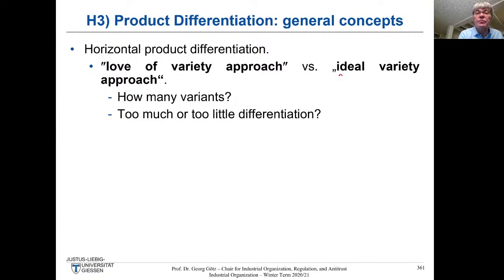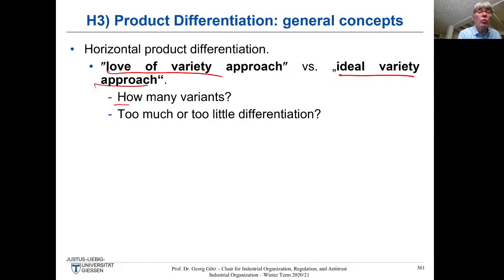What we did in terms of the Hotelling and the Salop model was a so-called ideal variety approach. I already briefly mentioned that ideal variety means that, given you live somewhere in the city, you want to have the shop right next to you, because then you don't have high transport costs and you buy only one unit. There is an alternative, the so-called love of variety approach. That is, you buy many variants, in former times many different music CDs, and of course, the larger the variety, the better for you.